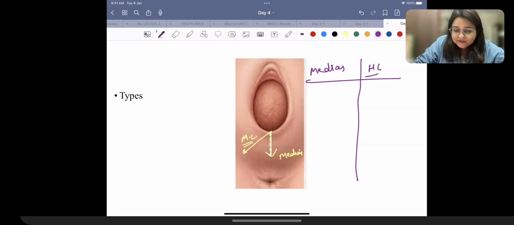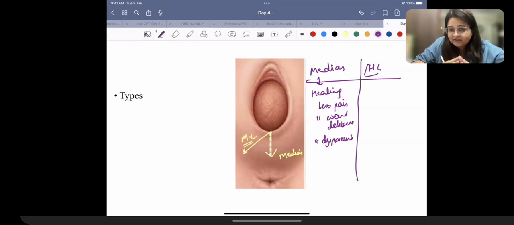Now, a median episiotomy, as you can see, is very symmetrical. Everything is better in terms of healing. So, better healing, less pain. It is more symmetrical, so better suturing, less chance of wound dehiscence. Less dyspareunia later on. So it's better in all these terms.